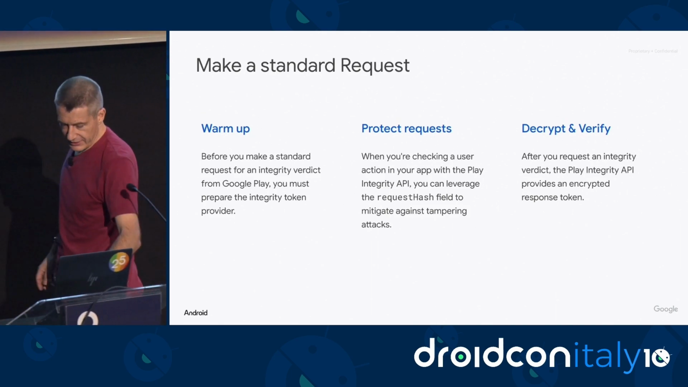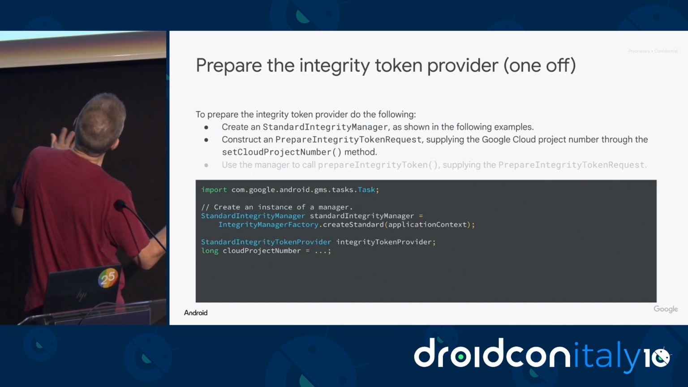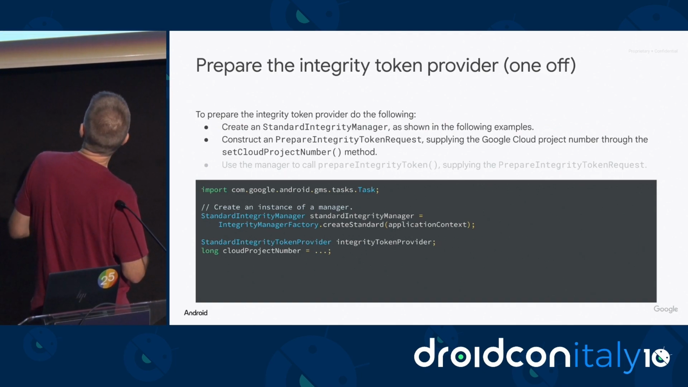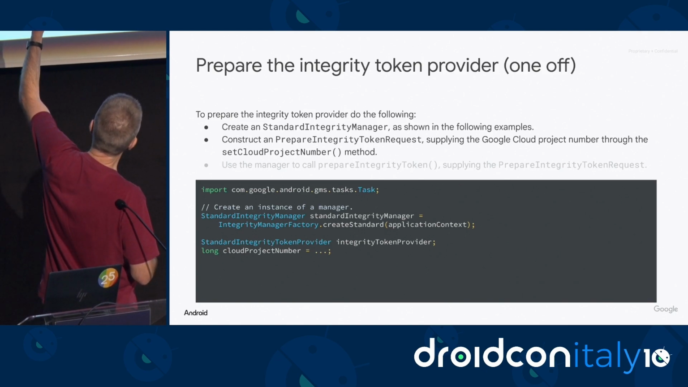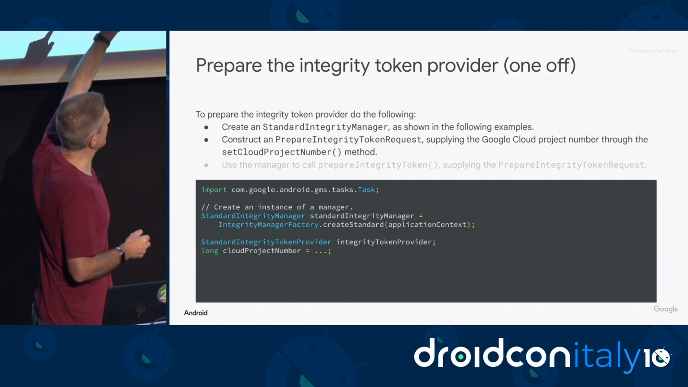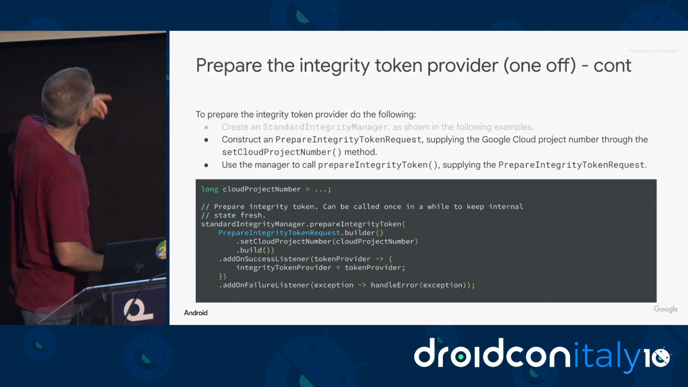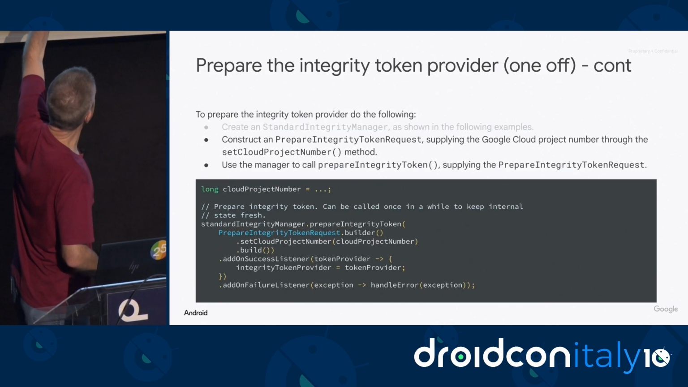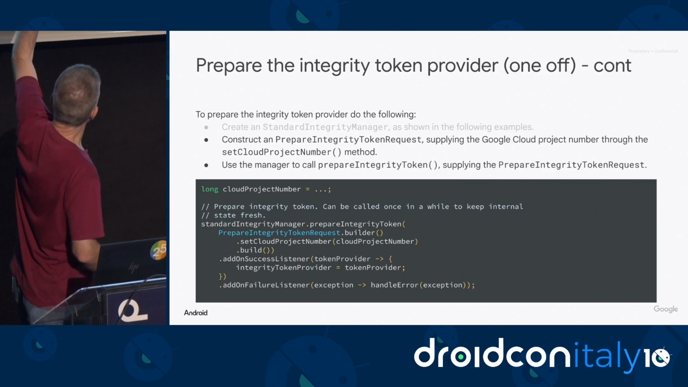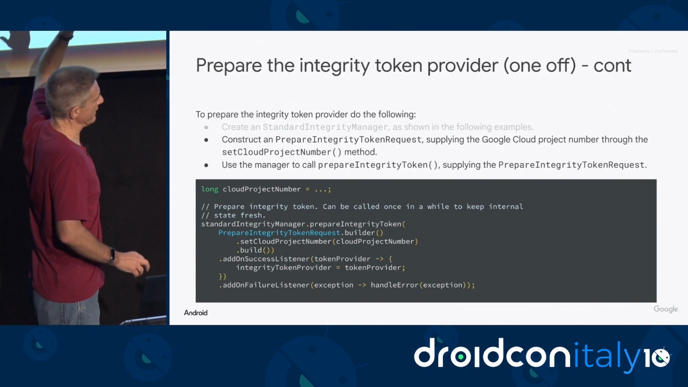How do you do the setup? We want to receive the token provider. So you start by requesting the token provider. You see that we have a cloud project number that you need to pass as a parameter. And you pass the parameter to this builder. And if it's successful, you get the token provider. Otherwise, you have an error.